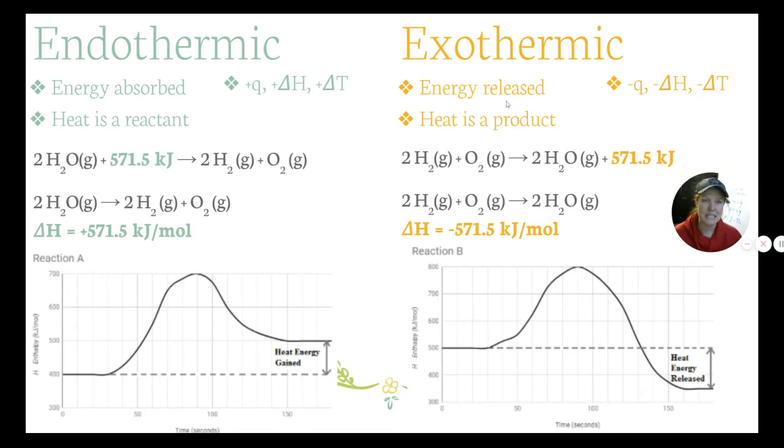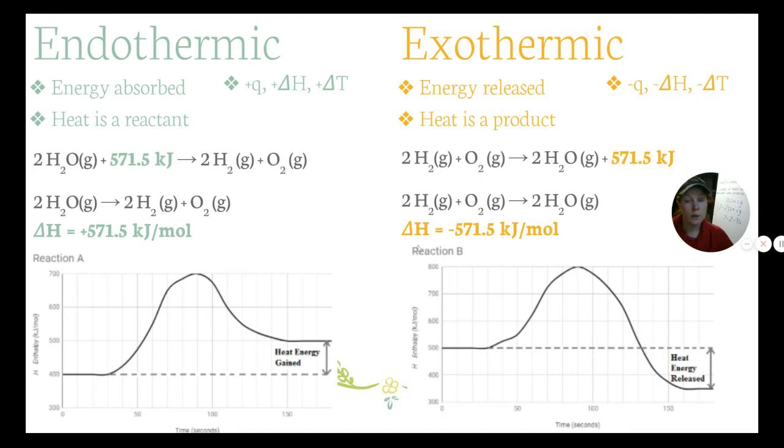It exits the system. That's a negative Q value, or heat, a negative delta H, or change in enthalpy, and a negative delta T, or change in temperature. And heat is considered a product because it is exiting the system. And to show that, we can do one of two ways. We can either have it at the end of a reaction or chemical equation and incorporate it as one of those resulting products, what you've produced as a result of the combination of these two atoms or these two substances.